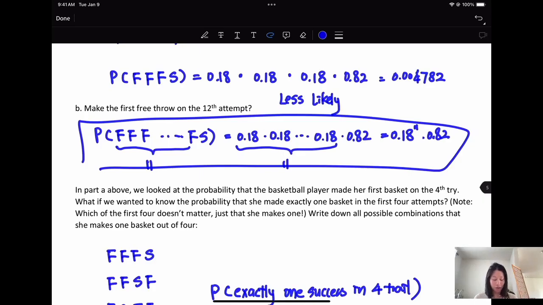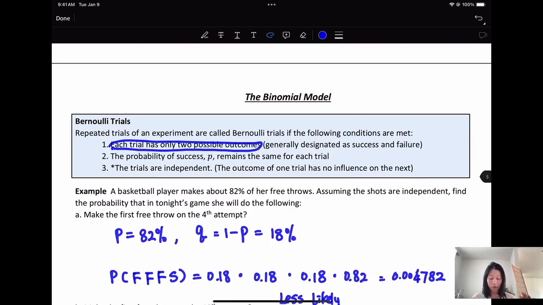Now let me summarize what happened here. First, what is a binomial trial? In a binomial trial, each trial has two possible outcomes: you either have a success or a failure. Success and failure are relative, and in different scenarios, success means different things, such as in our example, success means you make a free throw. The second requirement is that the probability of success remains the same for each trial.